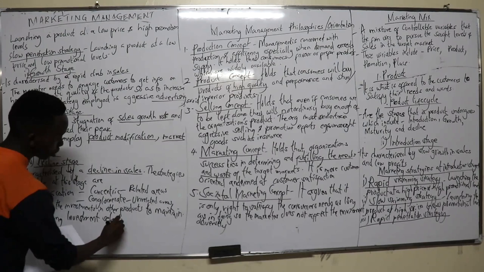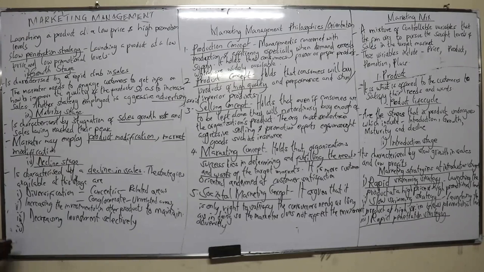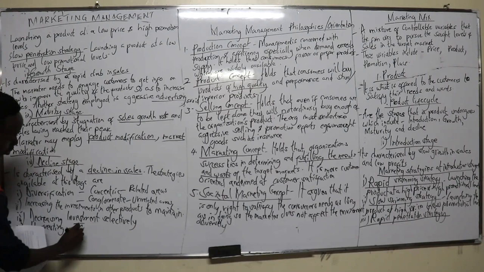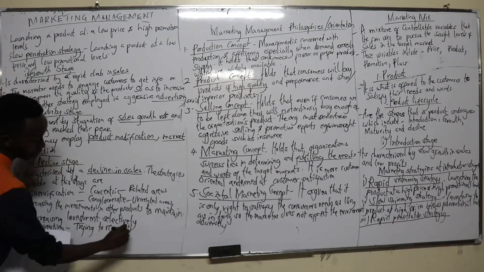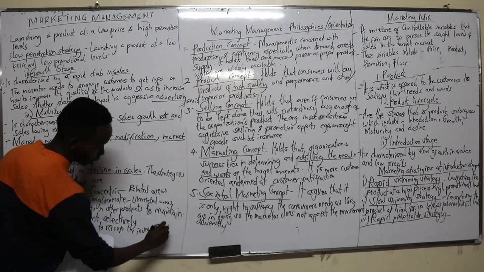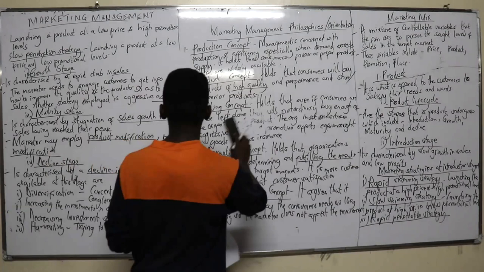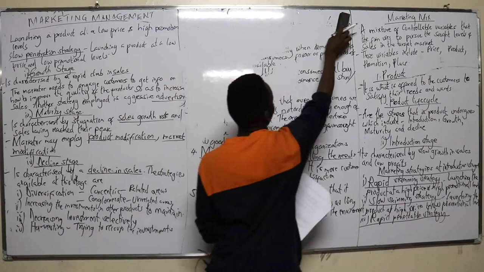And then also, harvesting. Now, this concept of harvesting, this means you divest. And by divesting means you try and recover the cash quickly. So this is trying to recoup the investments, and that entails now selling these products, the assets that come with these products. So that is the product life cycle, and also the strategies that are utilized in every kind of stage.